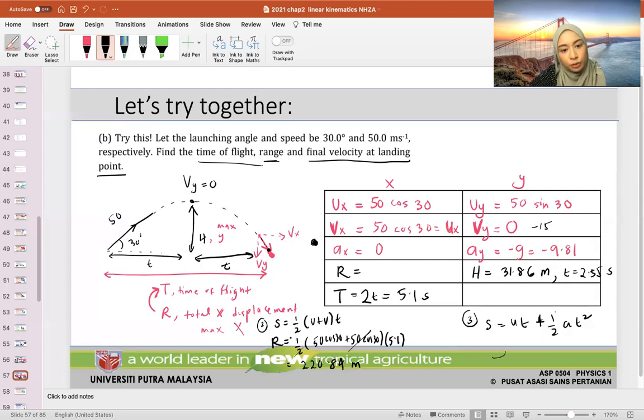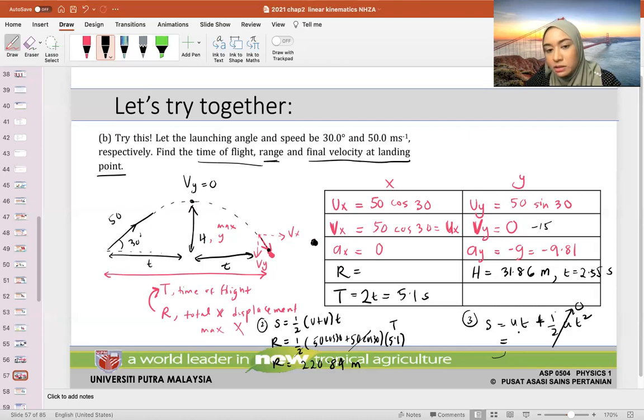And the T becomes capital T. Ataupun I can say X and this is T, boleh juga. But let's keep it to be T, capital T and R. So the R is 220.84. Sama juga S equals to UT plus 1 over 2 AT squared. We are concerned about the displacement in the X. Therefore, our components yang dipakai dalam equation ni pun kena X components. And the X component of A is 0. So that is our shortcut there.